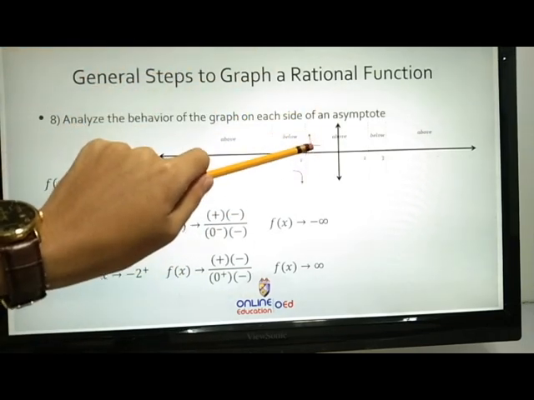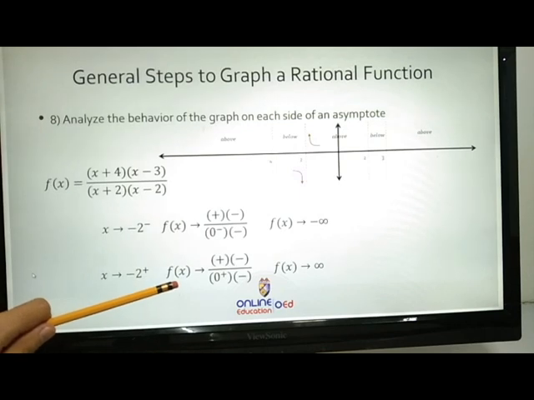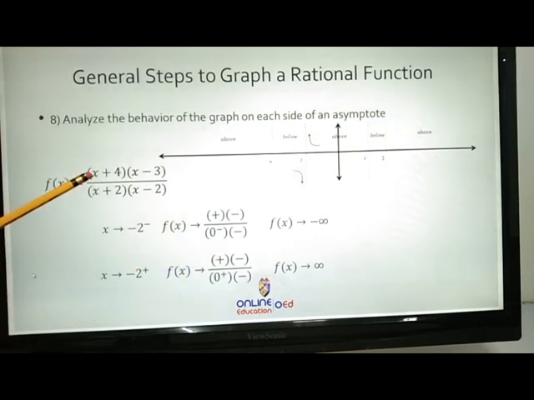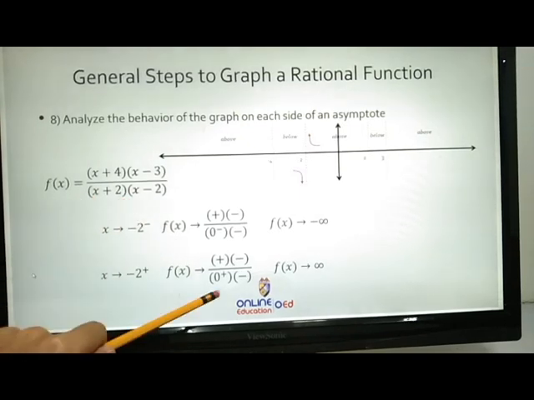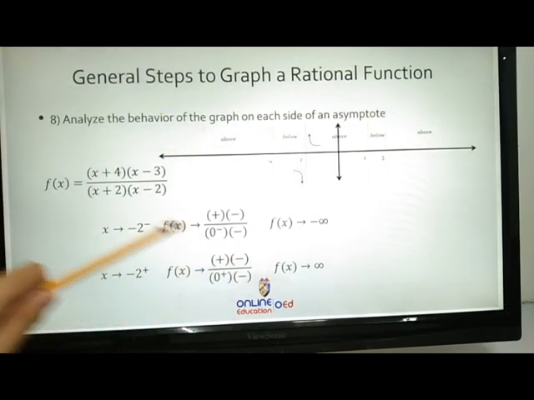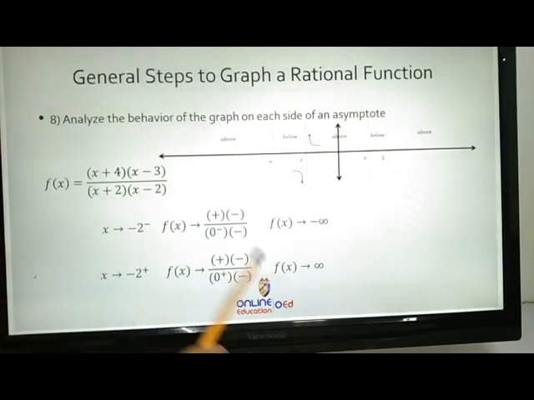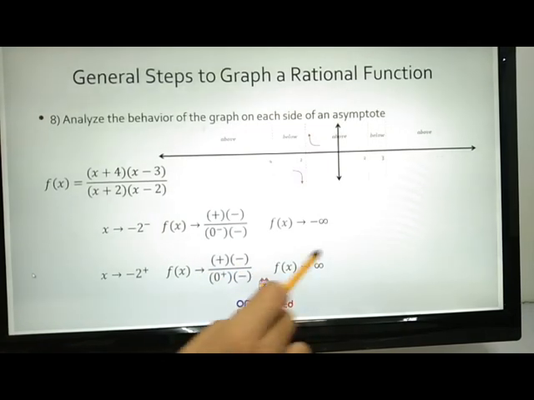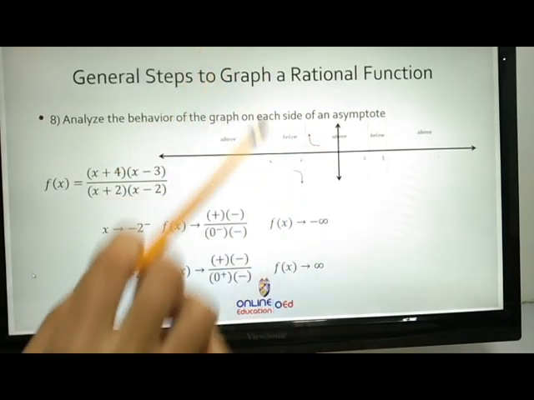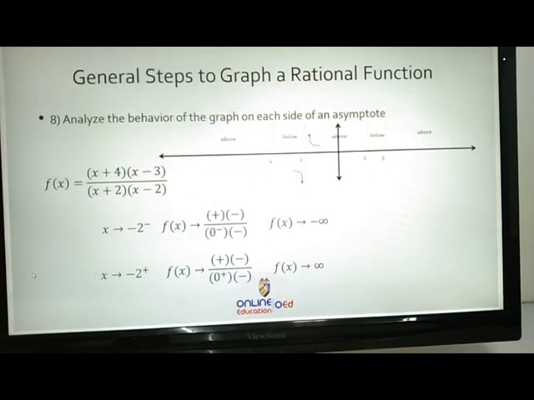That is going upward. Negative 2 going upward. So, f of x, so same, negative 2 plus 4, positive, negative 2 minus 3, negative, negative 2 plus 2, 0, that is positive going upward, and negative 2 minus 2 is negative. So, the resulting f of x is positive infinity. Positive times negative is negative, then negative over negative is positive infinity. So, that is for negative 2 going upward.